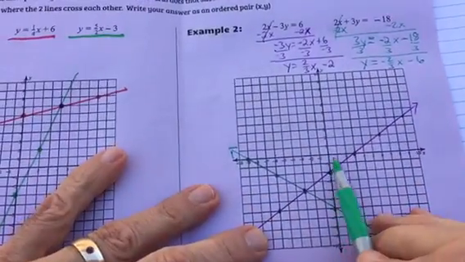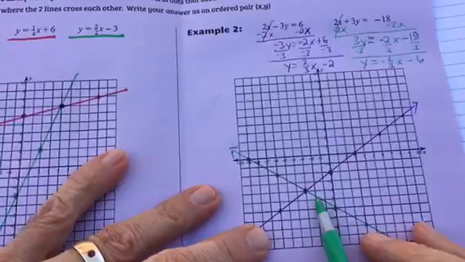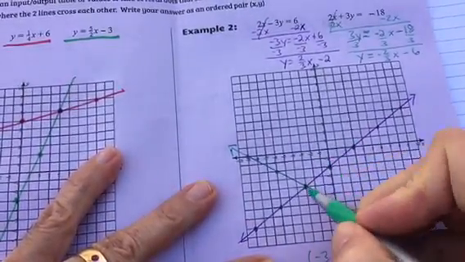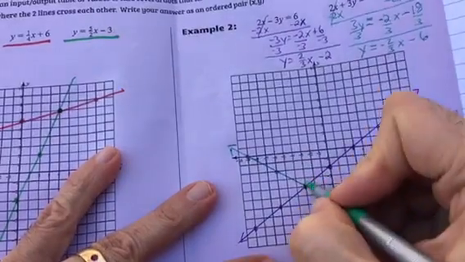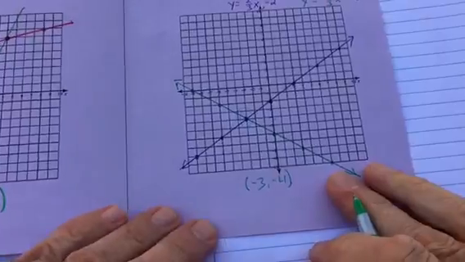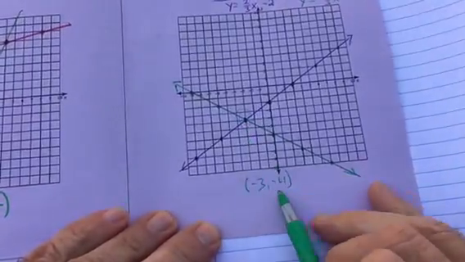My solution is going to be (-3, -4). Negative 3, comma negative 4. Right there. That's my solution. Always write it as an ordered pair. If I get it on the page, my solution, bam.